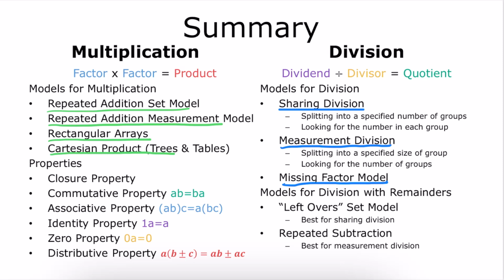And then we also talked about 2 different models for remainders. So if you're doing sharing division, you can think about it as the leftovers, because sharing division is where you split it up into a certain number of groups. And the leftovers are the ones that you can't divide up into the groups because there's not enough of them. And then if you're doing measurement division, you can do repeated subtraction until you've subtracted it so much that your remainder is smaller than the number that you're dividing by.